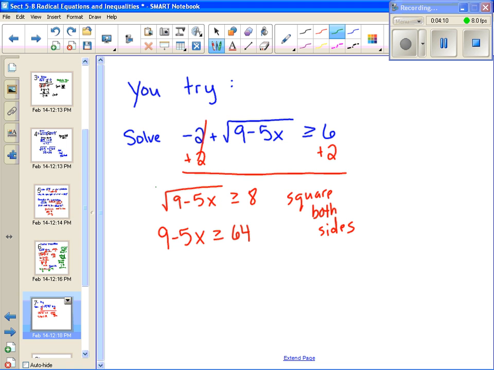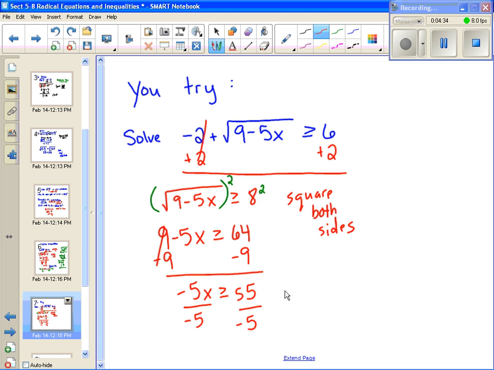Let me show this in case. So I was squaring this side. Remember, when you square a square root, they cancel out. Now I'm going to subtract 9. We get negative 5x greater than or equal to 55. And my last step is to divide by negative 5.